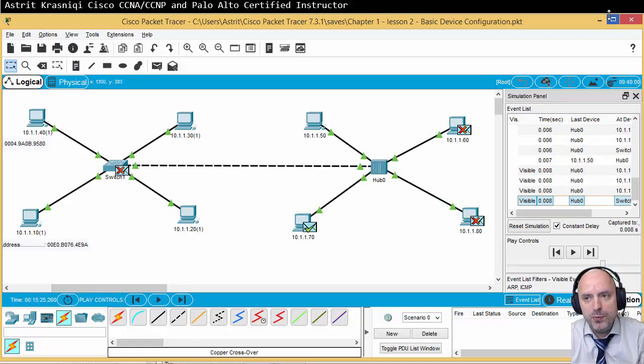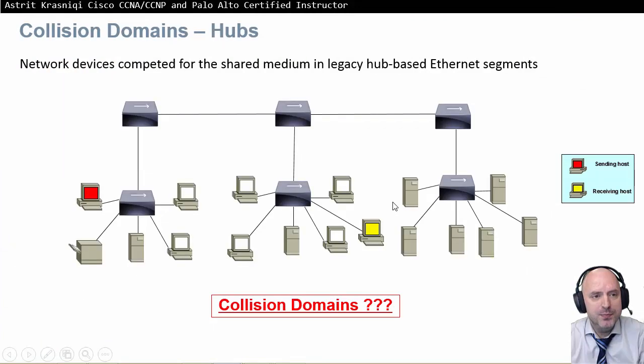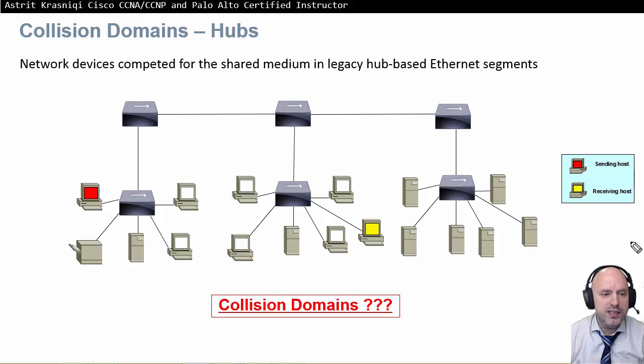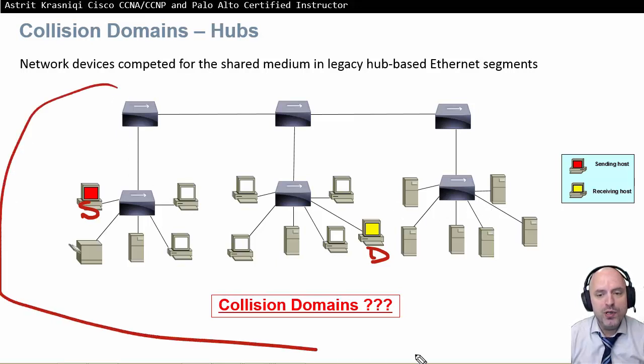So if I go back to the slides here, and collision domains. For example, say this is the source, and this is the destination. How many collision domains do you think there are here? You can pause the video and just count them. Just one. One collision domain.